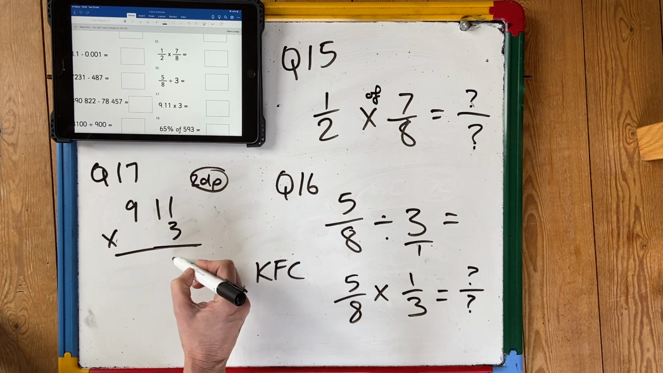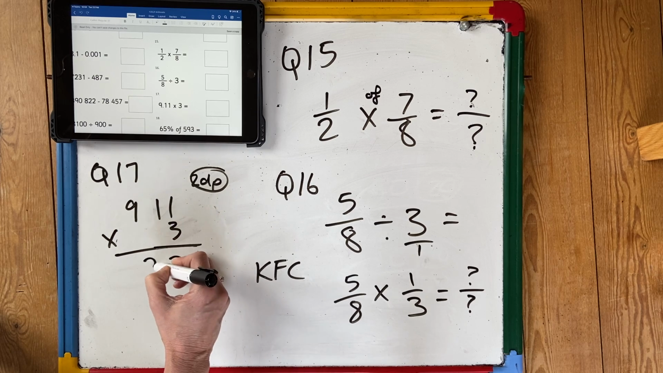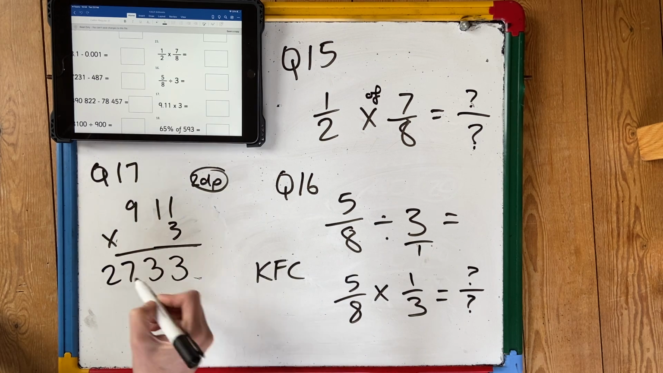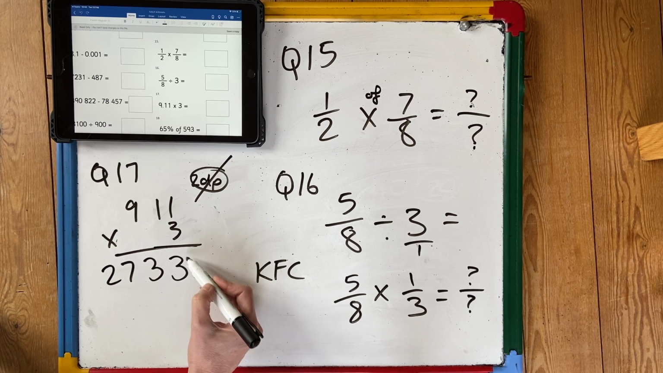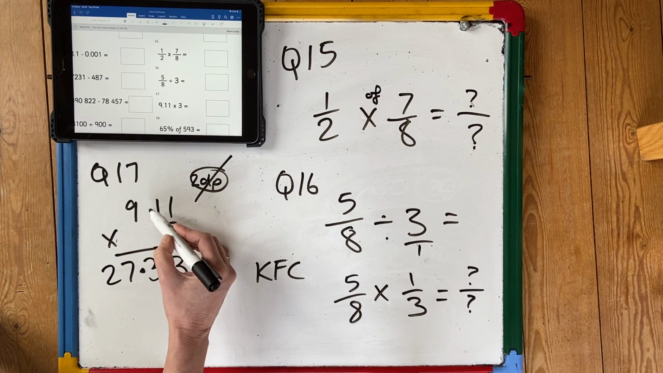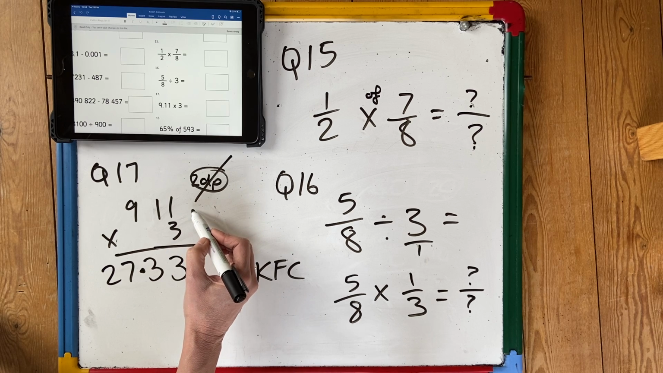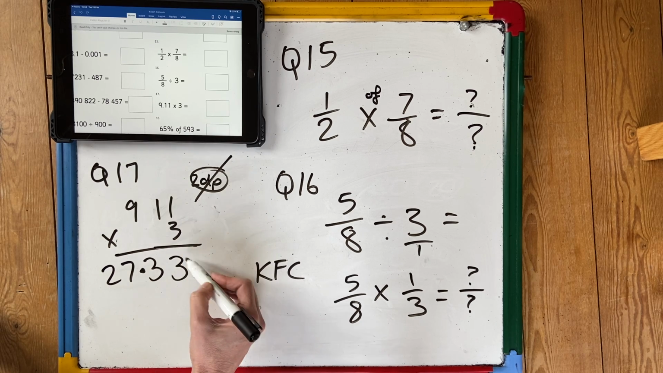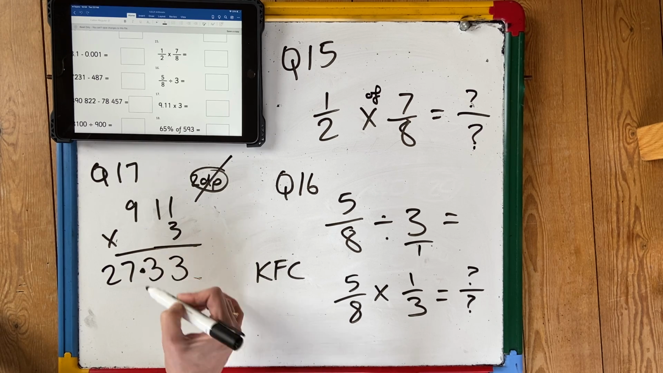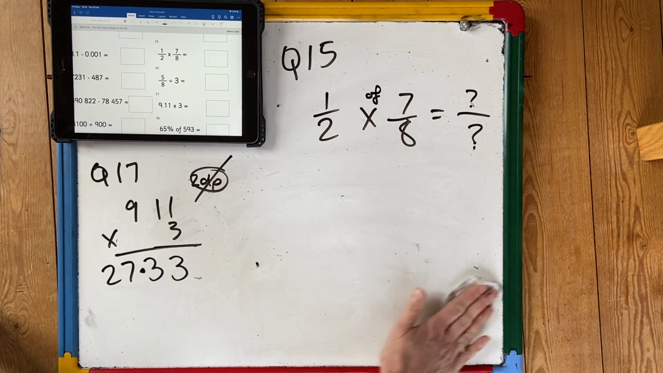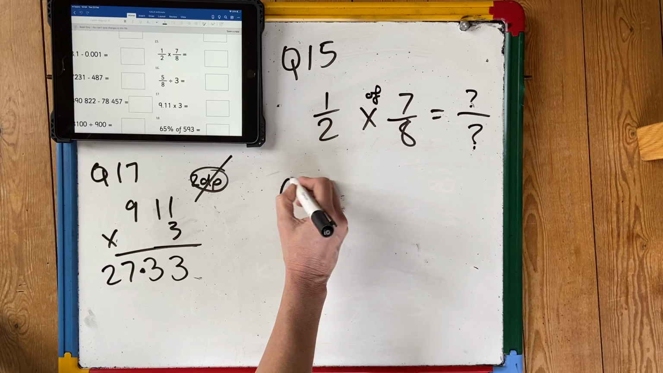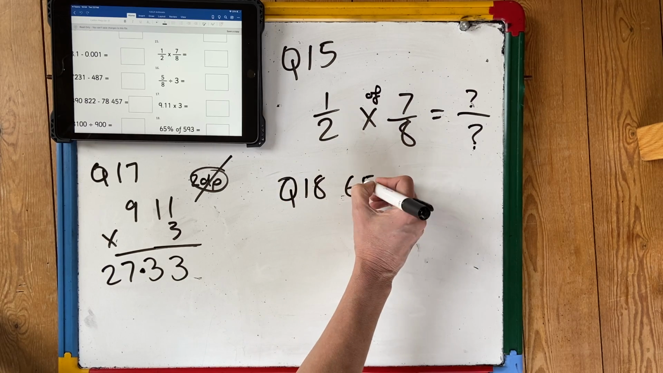So 1 times 3 is 3, 1 times 3 is 3, 9 times 3 is 27. Now jump the decimal point in 2 places, 1, 2. So at the beginning we made the number 100 times bigger. Now we're making the number 100 times smaller. Well done. Last question. Question 18.